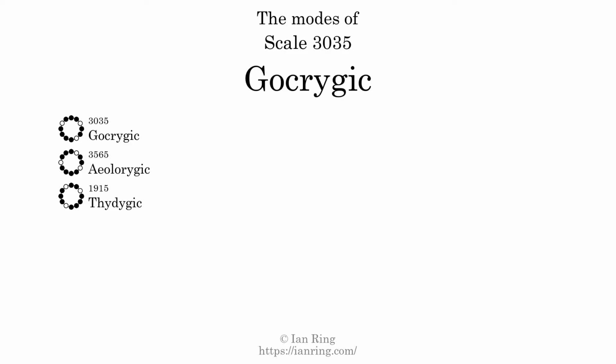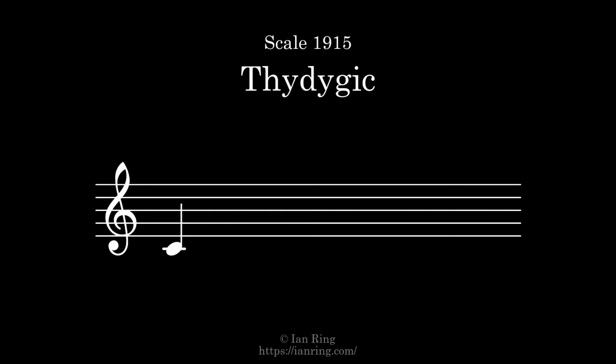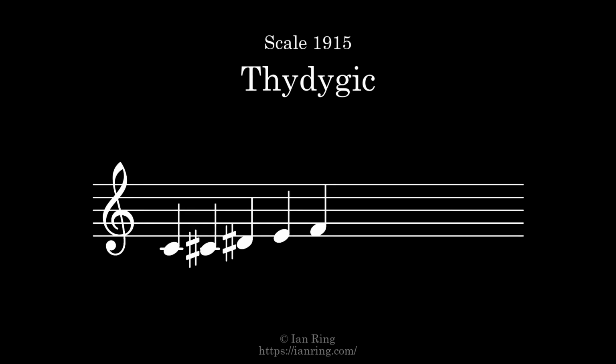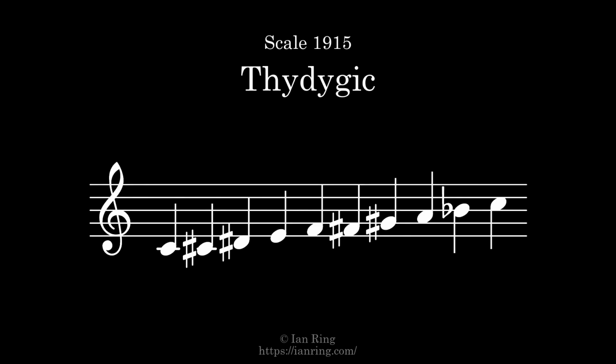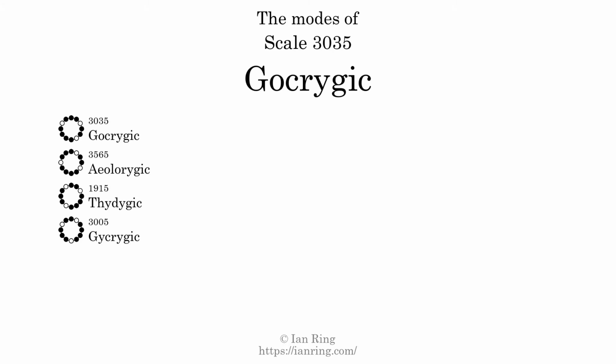The third mode is scale 1915, also known as Phrygian. It sounds like this. The fourth mode is scale 3005, also known as Gocrygic. It sounds like this.